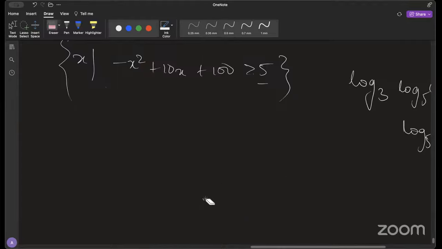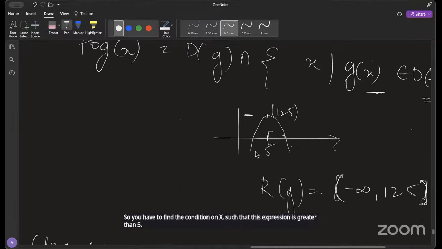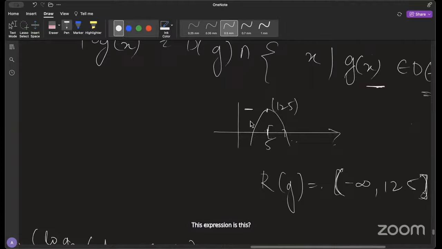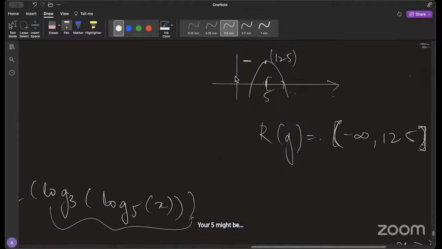So you have to find the condition on x such that this expression is greater than 5. This expression is this. Your 5 might be somewhere here. You want to find the values where this is greater than 5. So, I mean, you don't even have to find that value. But make sure that, yes.